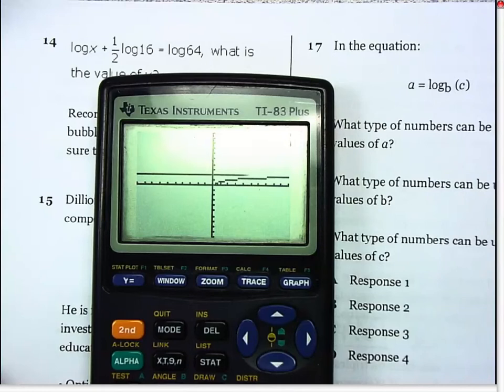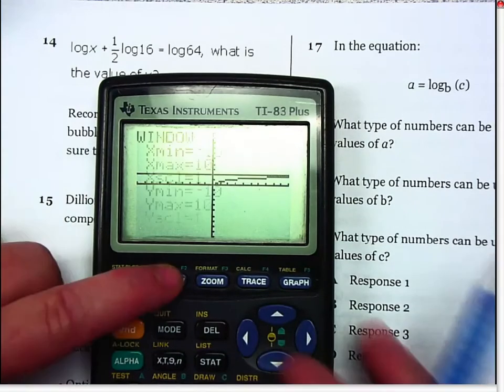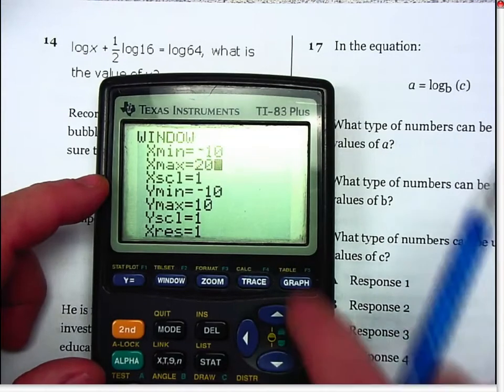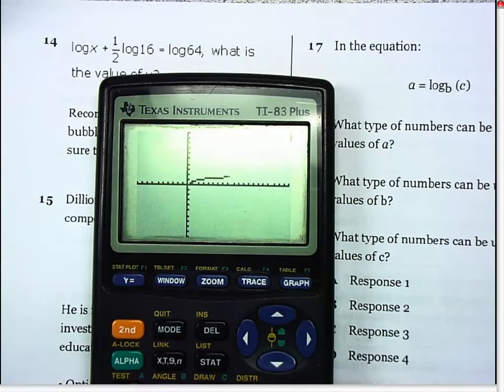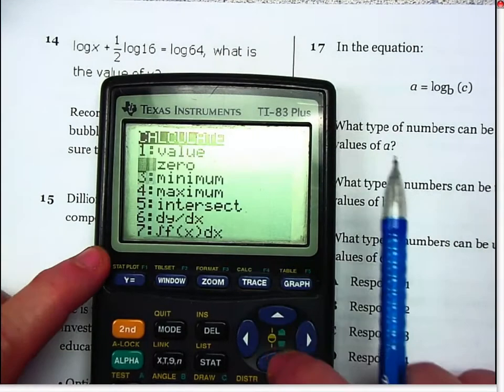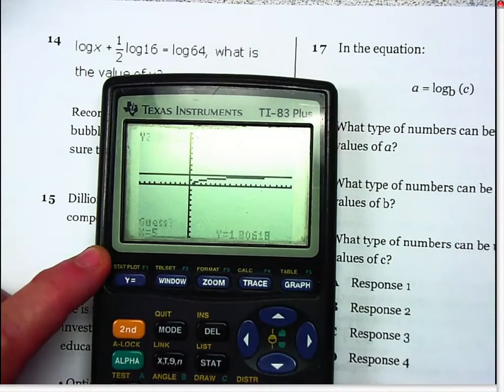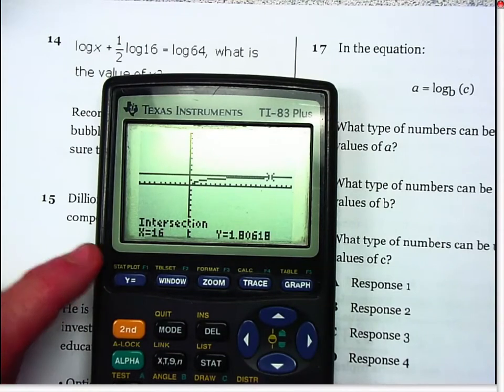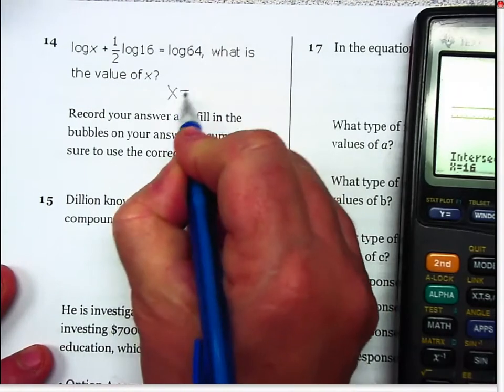Zoom 6 almost worked. It doesn't quite. So I'm going to make my x max a little bigger. Make it 20. And then do second calc, intersect. And x is 16. So x equals 16.